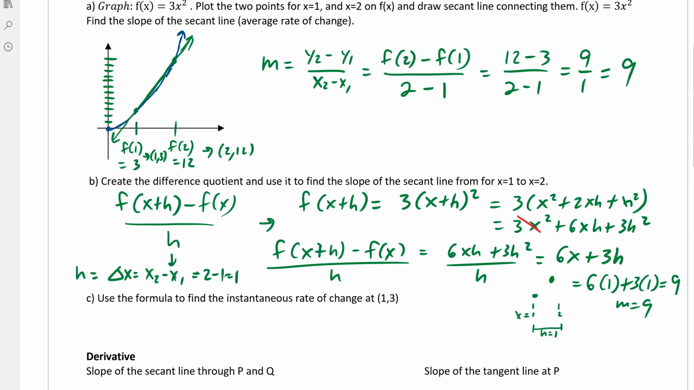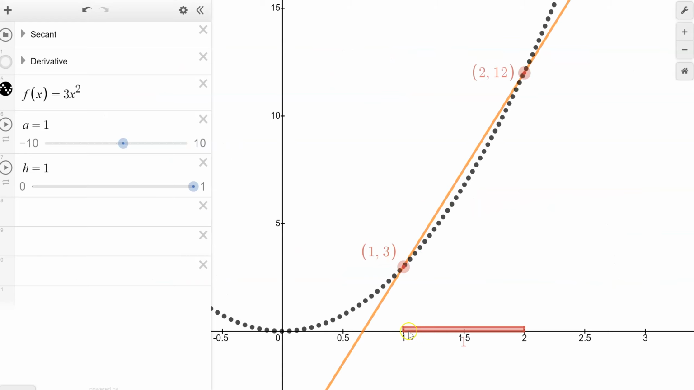So it looks like this in Desmos. You can see here our x is 1, and we are 1 unit away. So x is 1, h is 1, so the slope of this line is 9. It's up 9 over 1. And what we're going to be doing in the next part is it wants us to find the instantaneous. So that means to find the derivative.